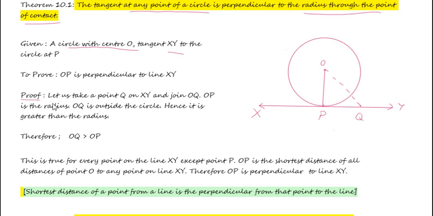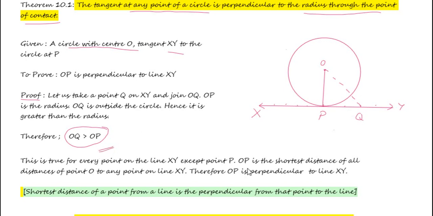Now the proof. Let us take a point Q on the line XY. Now OP is the radius. Now Q is outside the circle. So surely OQ is greater than OP. OQ is surely greater than the radius. So OQ is greater than OP. Now you take any point on the line XY. For every point, this relationship holds good.